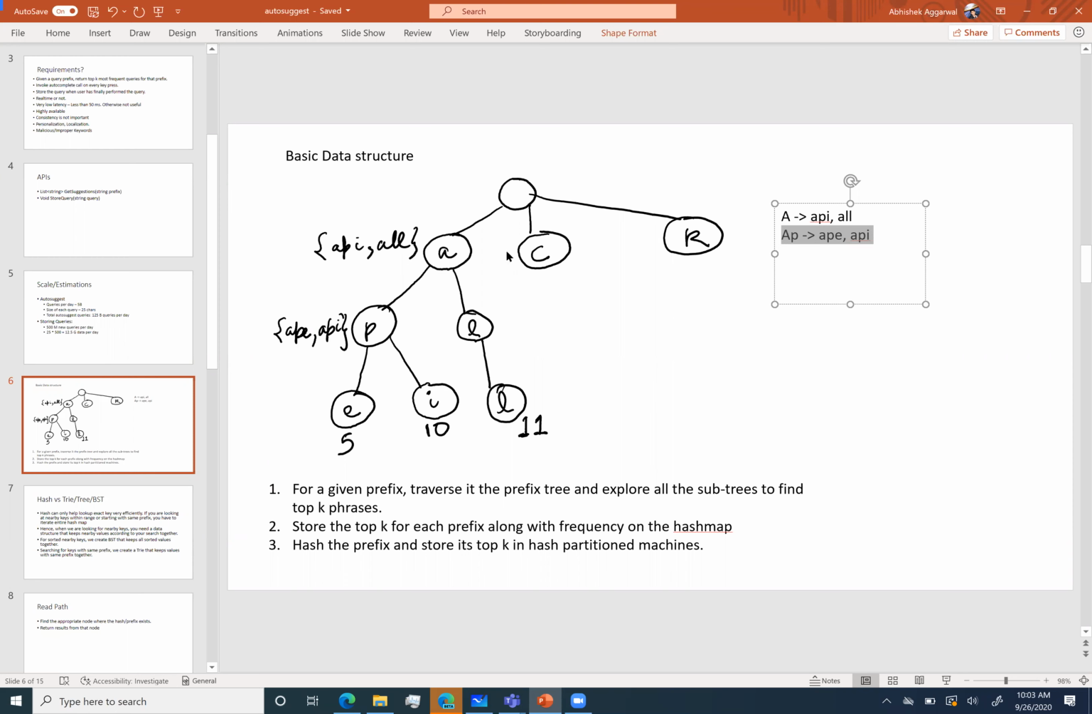Because these are the queries, right? API, and these could be multiple words, but these are the queries. So for multiple words, you need that space. Like space will be your next term.